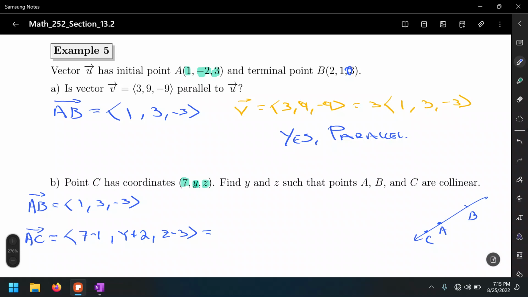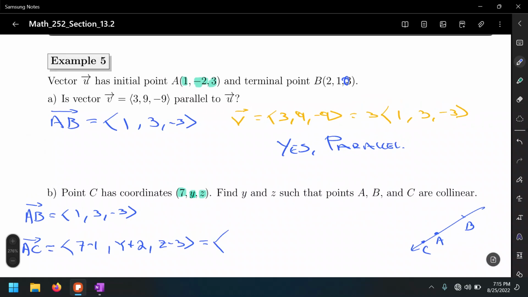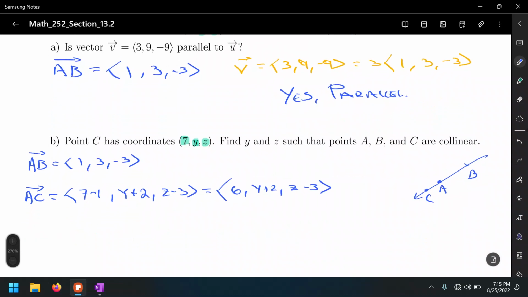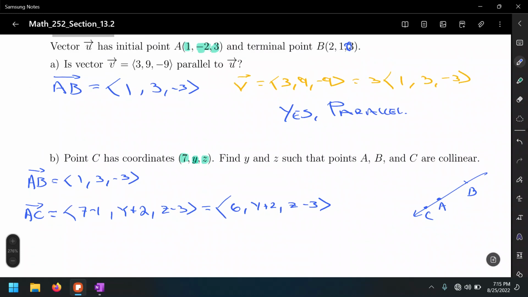This will give us the following vector: 6, comma, Y plus 2, Z minus 3. Okay, well, again, we're going to do the same, comparing components to determine if we have a multiple, a vector being the multiple of the other.